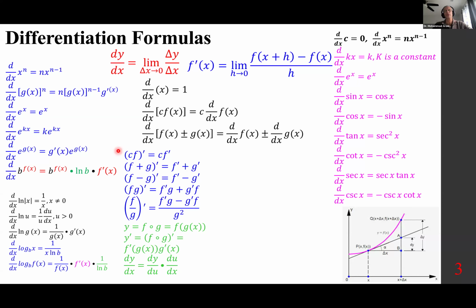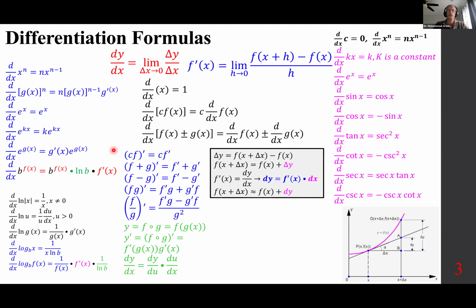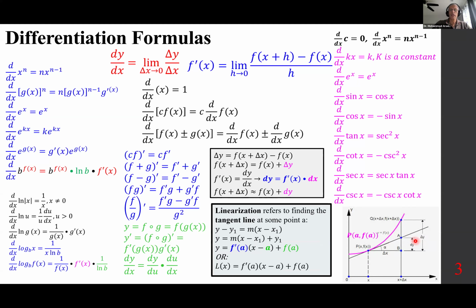As you can see, we have a lot of differentiation formulas. Delta y, which is f of x plus delta x minus f of x, versus dy, which is f prime of x dx. Delta y is change along the curve, dy is the change along the tangent line. If you draw a tangent line using the point slope, we call it L of x. So L of x, or linearization, refers to finding the tangent line, everybody.